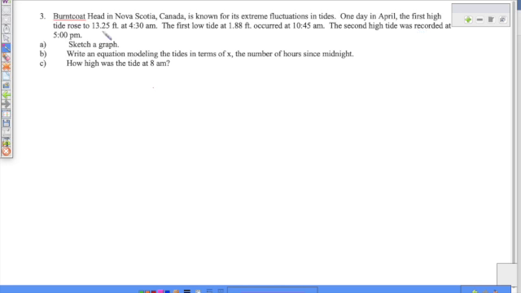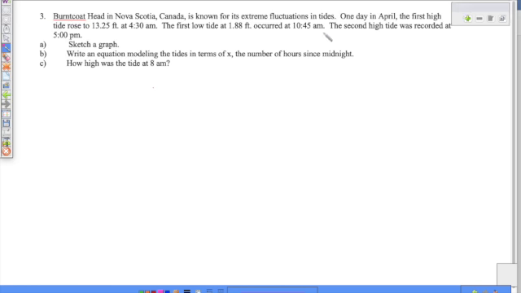Okay, so we have a height and we have a time. The first low tide was 1.88 feet, and it occurred at 10:45 a.m. And the first high tide went all the way up to 13.25 feet, and that was at 4:30 a.m. So we want to sketch a graph here.